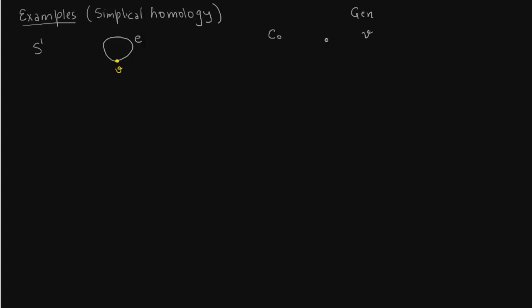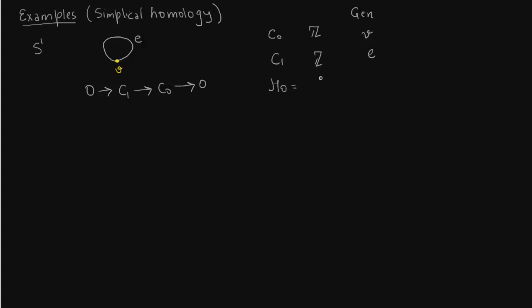So since there is just a single generator, it generates the entire integers. So as you know, the form would be nV, where n is an integer. Similarly, C1 is generated by a single edge E, so you get Z, that is the entire ring of integers. Now there are no higher cells, so we have 0 for C2, C3, C4 and so on.